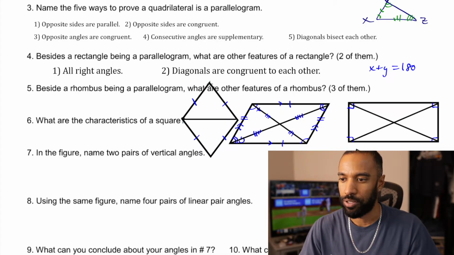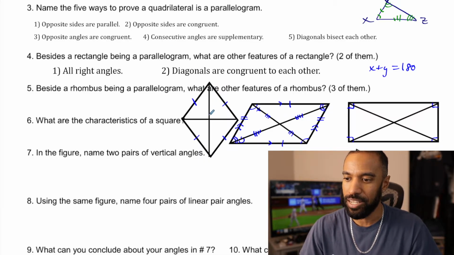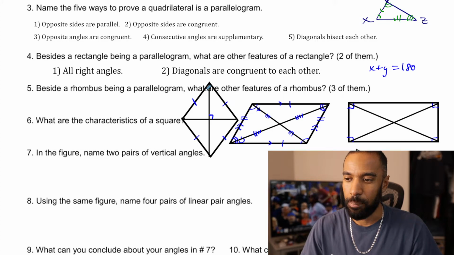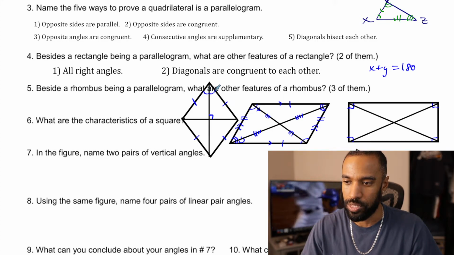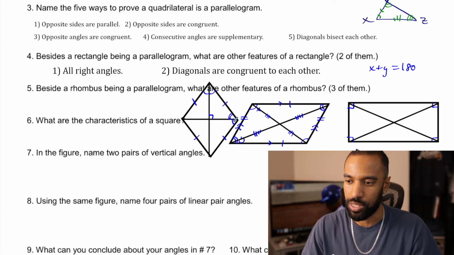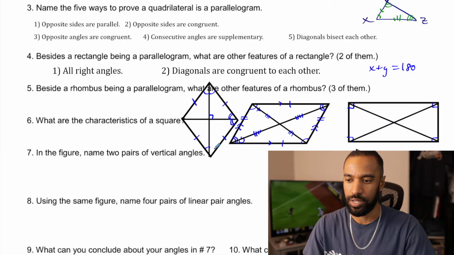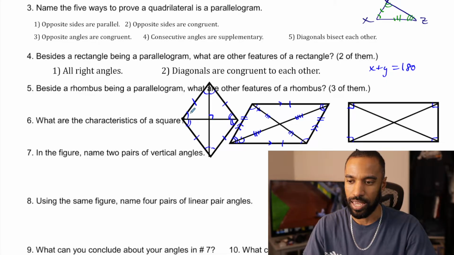Diagonals are now, this isn't a perfect drawing, sorry about that, but the diagonals are now perpendicular to each other. They don't just bisect each other, they're now perpendicular to each other as well. And they now bisect their angles. This angle is congruent to this angle. This angle is congruent to this angle, etc. Not a perfect drawing, but opposite angles are still congruent, and then diagonals now bisect those angles.